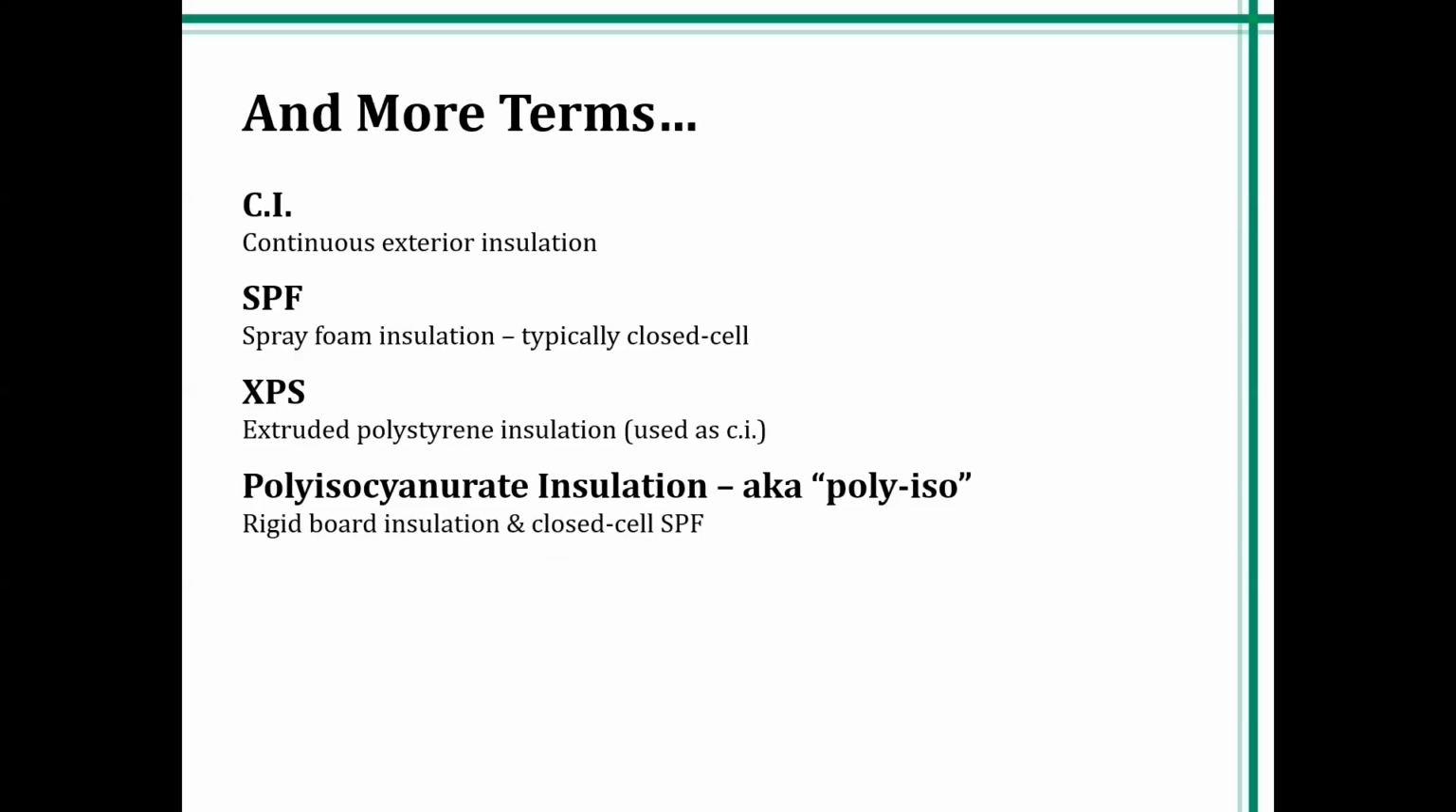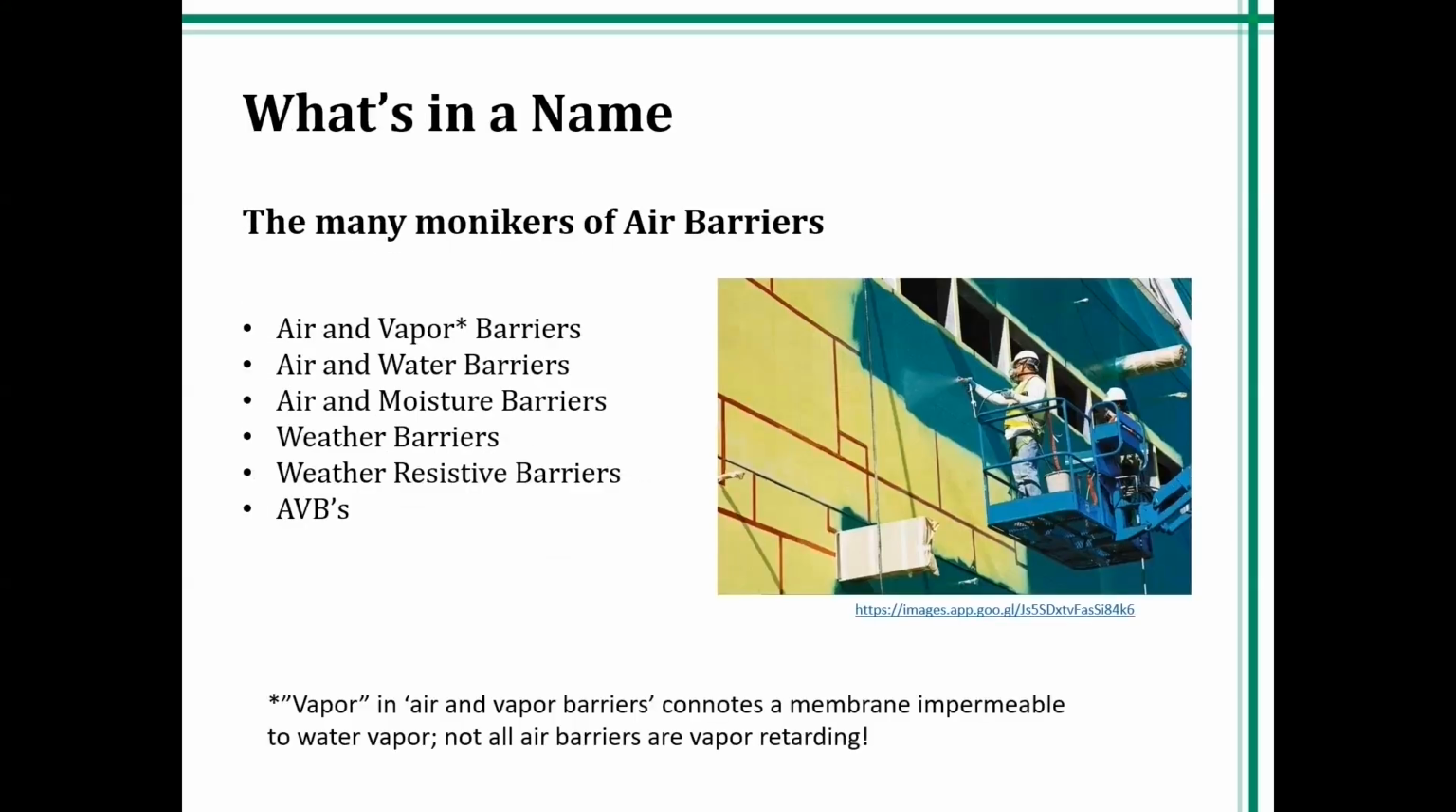These are just some of the terms we'll use periodically. CI for continuous exterior insulation, which is largely required by code. SPF for spray foam, XPS for extruded polystyrene. We don't really go into EPS or expanded polystyrene as we don't see that much in wall construction. And polyiso insulation, which could be either defined as board stock or foamed in place, is the correct MasterFormat title for that.